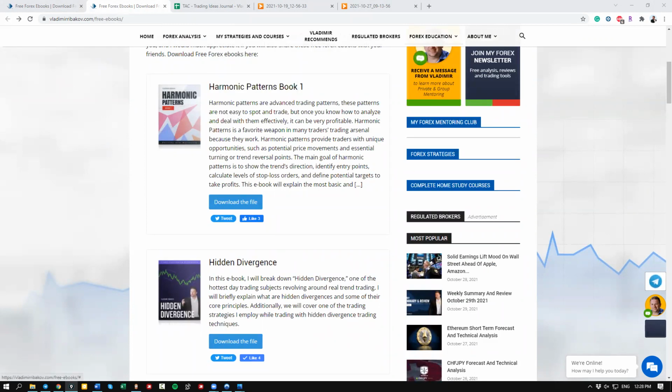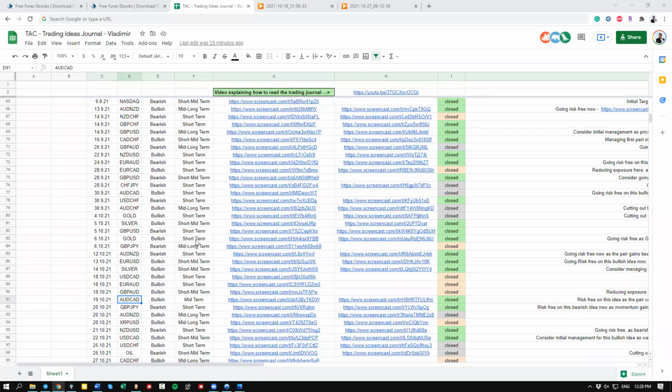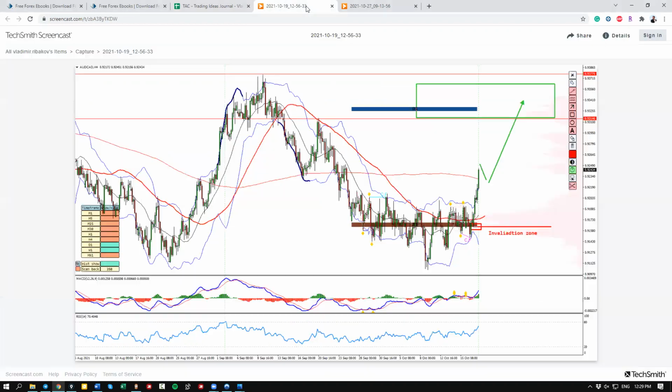Now, to present the strategy, I would take a real trade idea that we discussed in Traders Academy Club. This is our trading report. This is where I share all my trading ideas and of course the updates, and all happens in real time for you. So I will take the Australian-Canadian bullish idea that I shared with my followers, and I would like to explain what happened behind it.